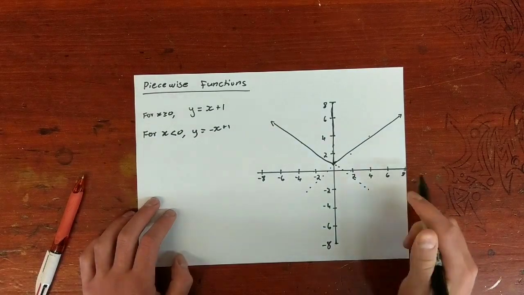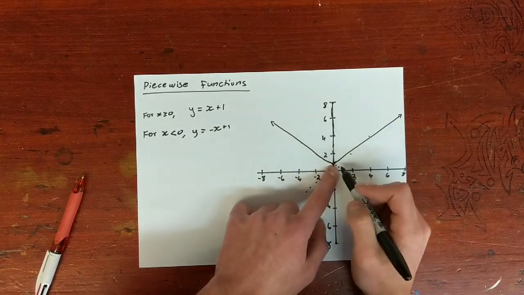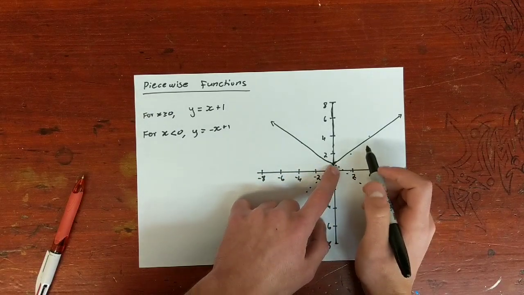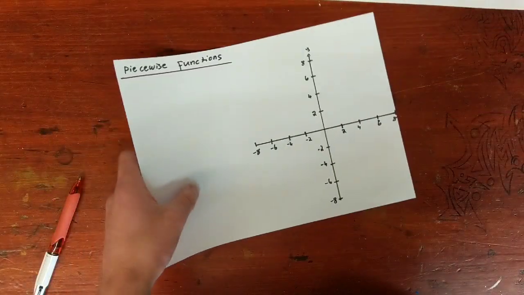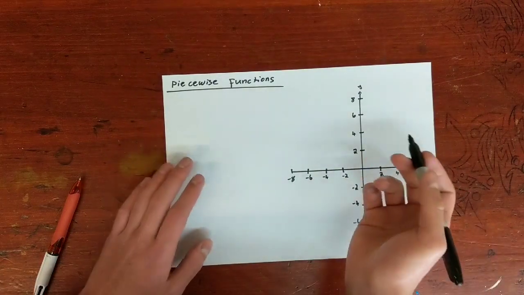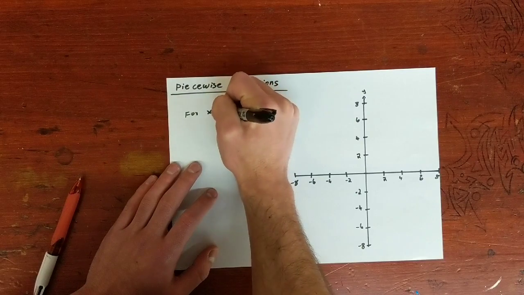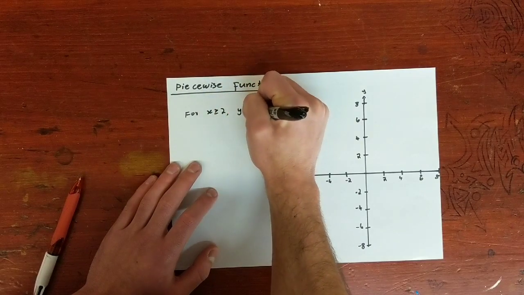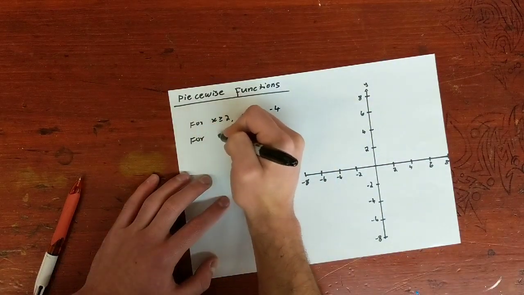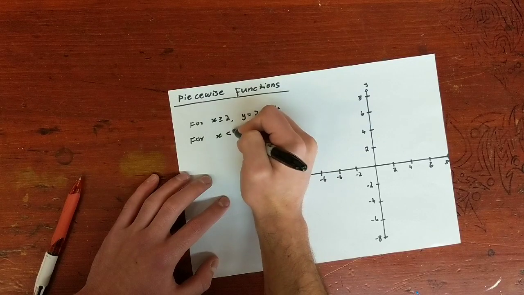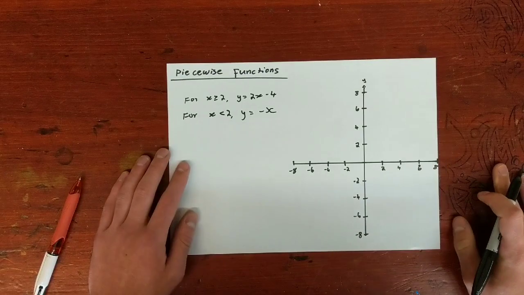Now I want to do one more example, because notice that here I've given you an example where the two equations, the two lines, meet up at the same point. But it doesn't have to be like that. So let's look at one more example. And let's say that I had these two equations. I had for x is greater than or equal to 2, y equals 2x minus 4, and for x is less than 2, y equals negative x. What would that look like?